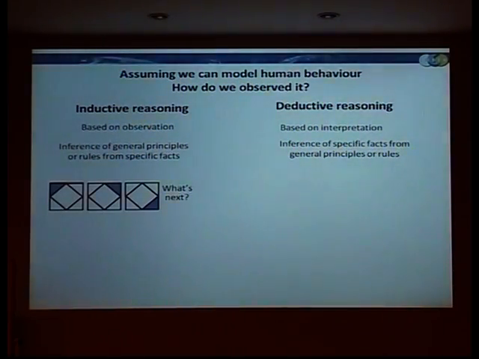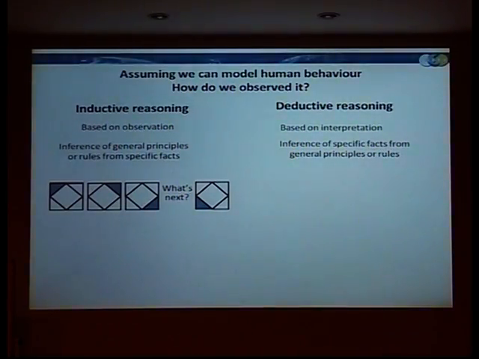So if we have these three boxes here, we have a blue triangle in the corner, second one, next corner. So we can infer what's next, right? Everyone would have made the steps and thought that's where it was going to end up. Whereas deductive reasoning is basically based on interpretation.